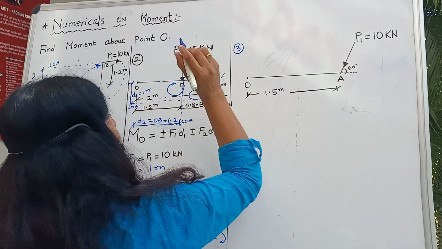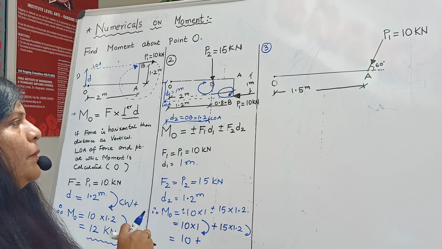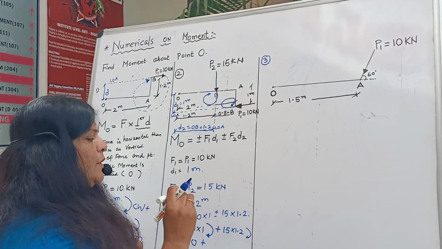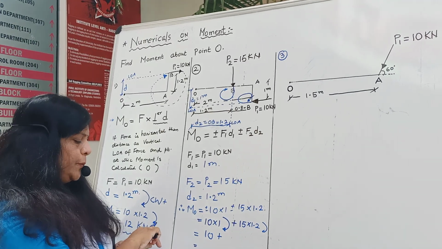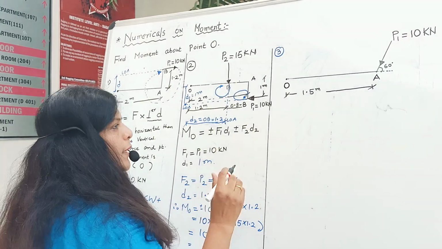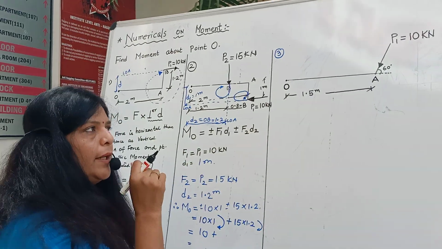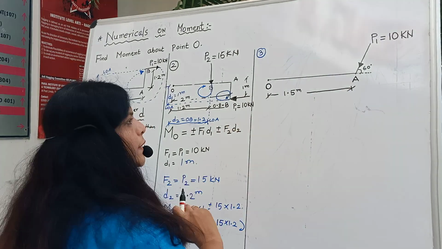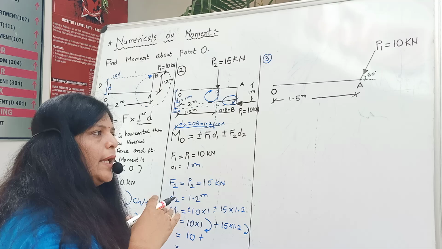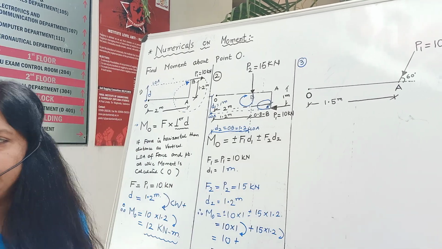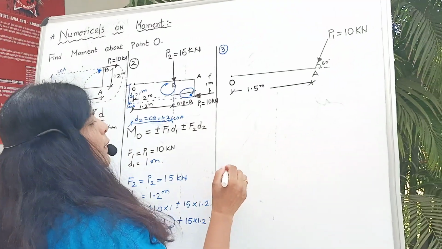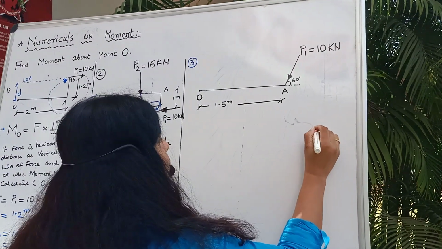problem, and the third problem you can see is a typical problem with an inclined force, okay. So first of all, we will try to draw a free body diagram. To draw a free body diagram, we have to convert the 10 kilonewton force into horizontal and vertical components. Okay. So if you want to have a horizontal and vertical component, what is the thumb rule?